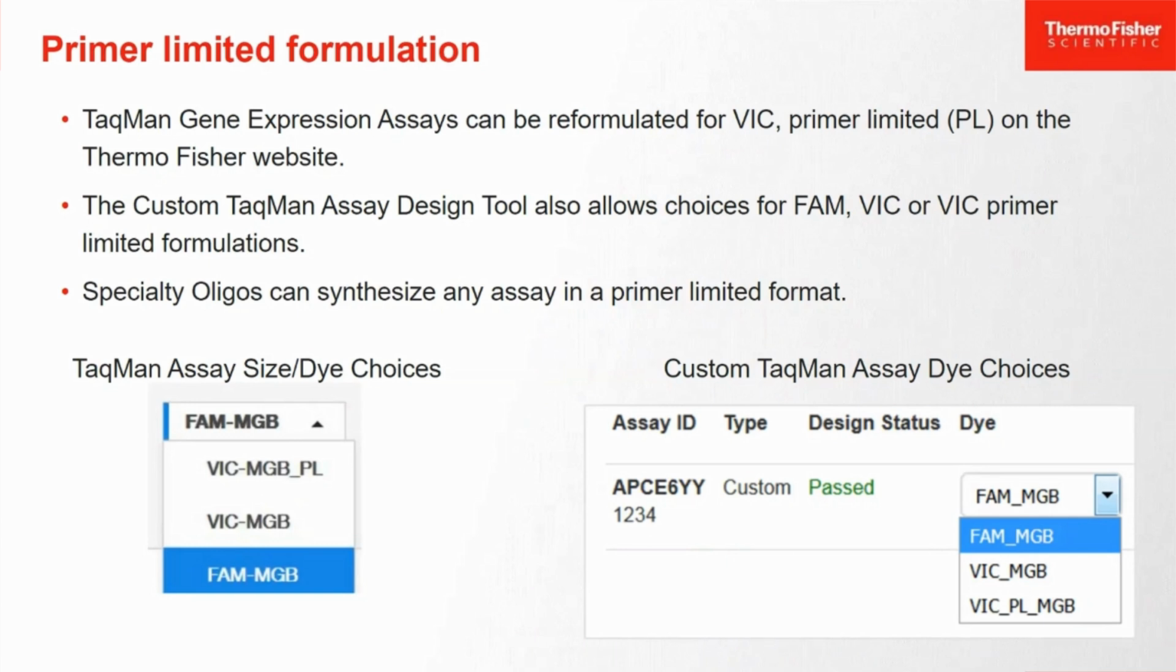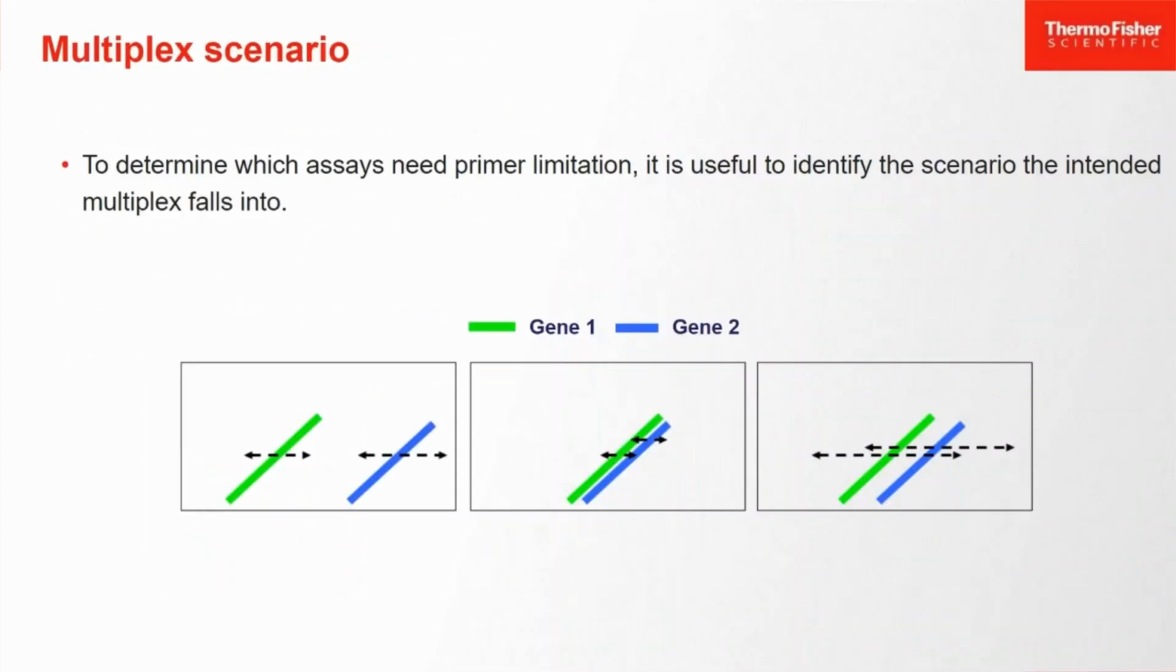Also, for those who might be using our custom TaqMan assay design tool, you can also choose VIC PL. And if you're not using any of those options, that's fine too. We have specialty oligos that can synthesize any assay in a primer limited format. But a key question then is, which assays should be primer limited? And to help make those decisions, I have what I call multiplex scenarios.